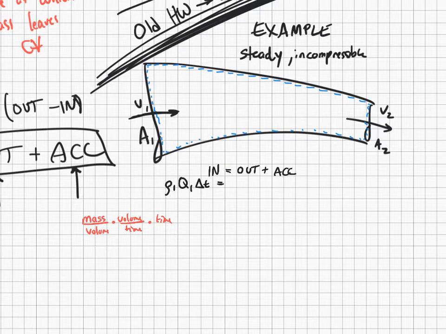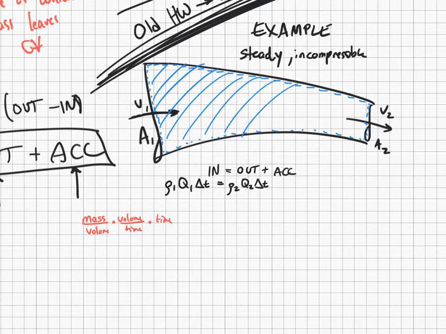So how much is leaving? The term is going to look almost exactly the same: rho 2, Q2, the flow rate 2, times that time. How much is accumulating in this pipe, in this control volume? Well, it's full, and it's steady. If it's steady, full, and incompressible, the same amount that's in that pipe at the beginning is going to be in that pipe later. So this thing is 0 plus 0. By the way, accumulation will not always be 0. So don't get your hopes up.